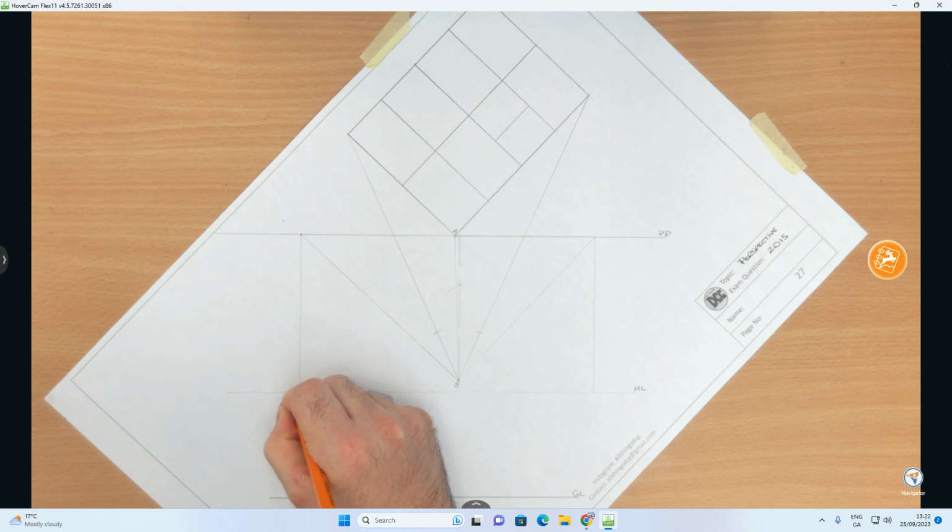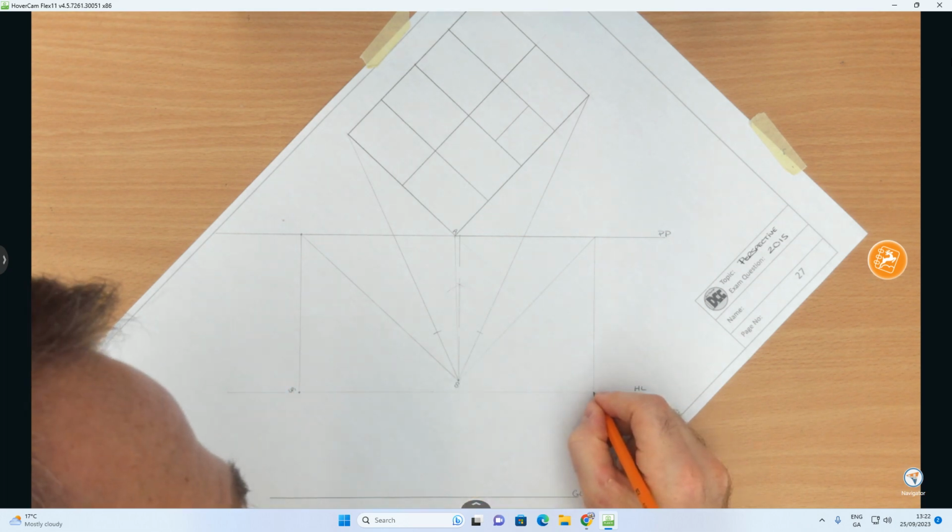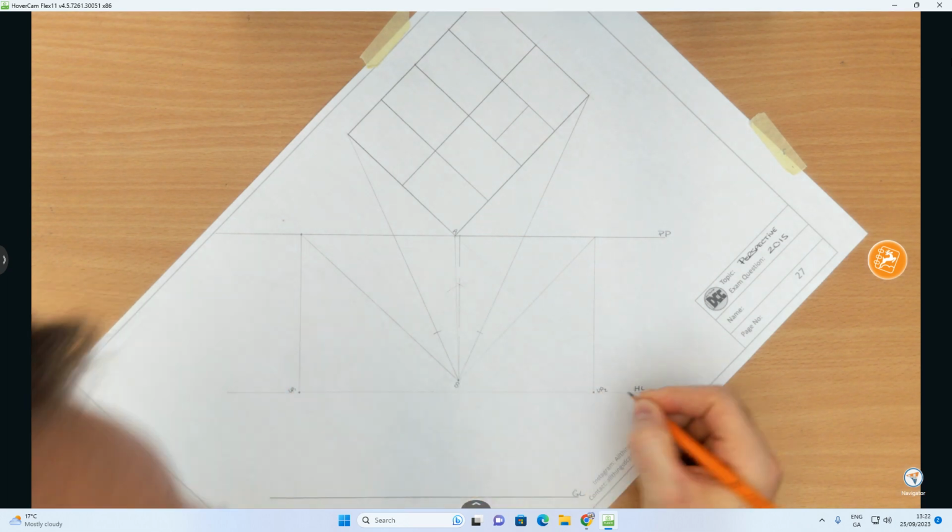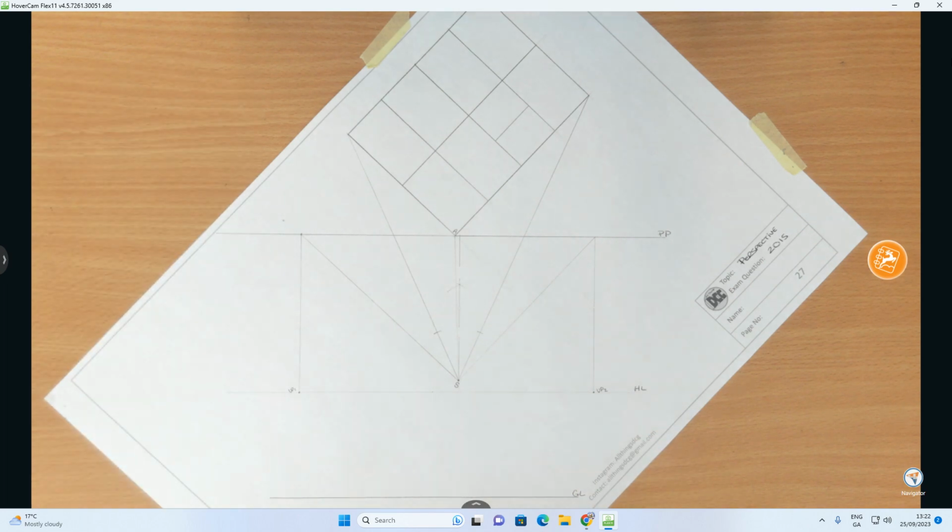So vanishing point 1 and vanishing point 2. Okay, that's a lot of the setup for the question done. Now we can actually go on to start drawing the actual problem.